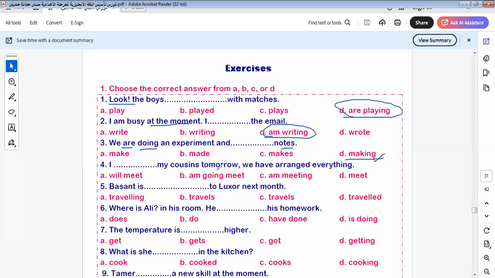I am meeting my cousins tomorrow. We have arranged everything. Here we say I'm meeting. I'm meeting. Okay. Here some of you are saying we have the present continuous tense expressing future.